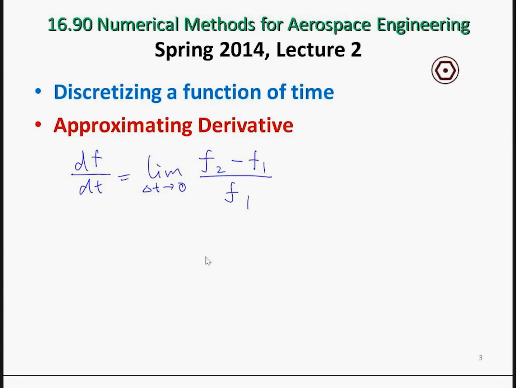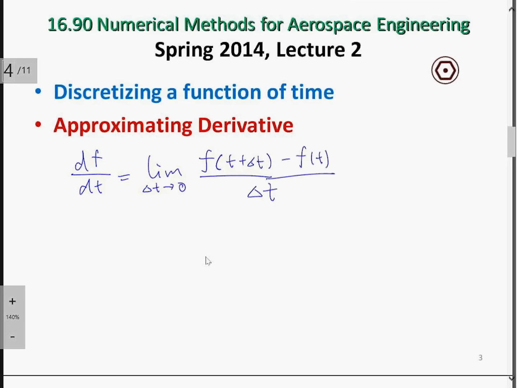Anybody want to complete his answer by maybe changing something? So it is f of t plus delta t minus f of t, divided by delta t, right?